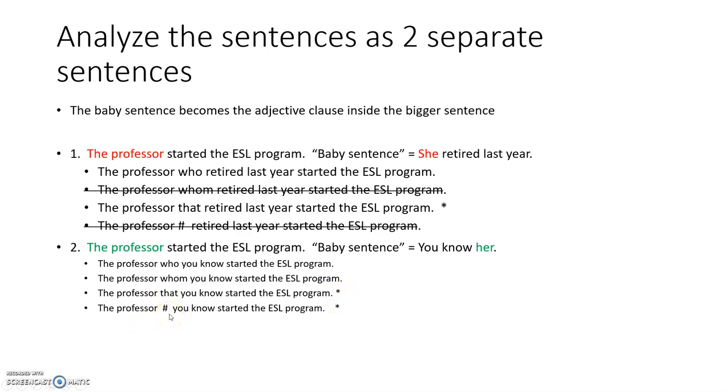So here's the rule. When we can omit the pronoun is when it represents an object. Okay, so her, you know her, that's an object. The subject is you. The verb is know. Those are in place. But the object can be omitted. The professor you know started the ESL program. So these last two are the most common ways.